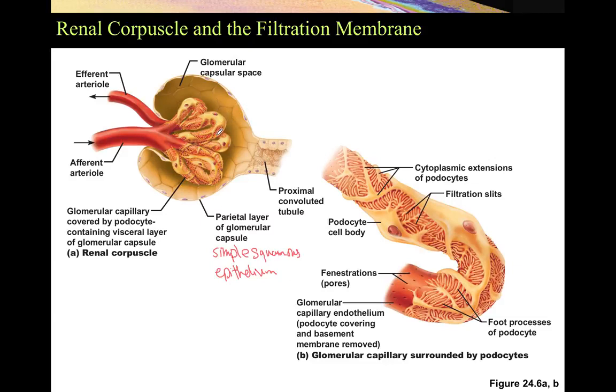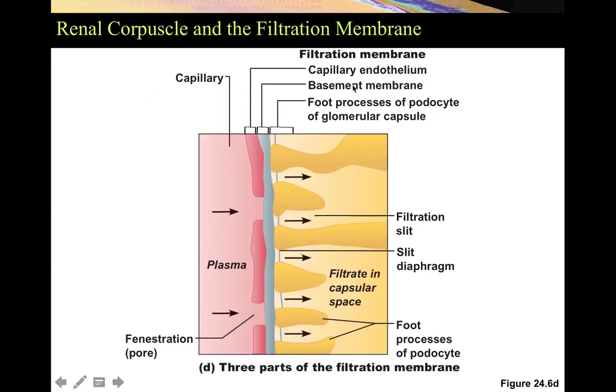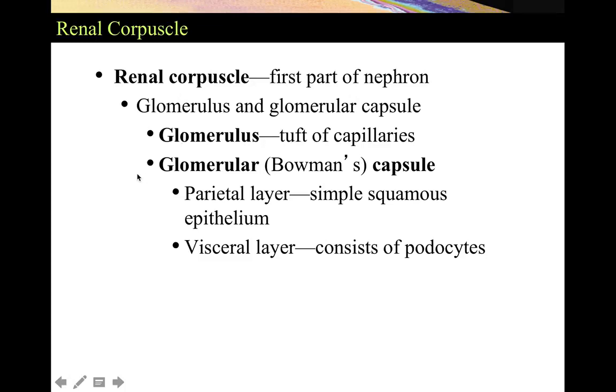that look like alien cells wrapping themselves around the capillaries. These cells are referred to as podocytes, and they form what? They form the visceral layer of the glomerular capsule. So just to review what I'm pointing out, glomerulus is still glomerulus, right? So glomerulus is basically a collection of capillaries.